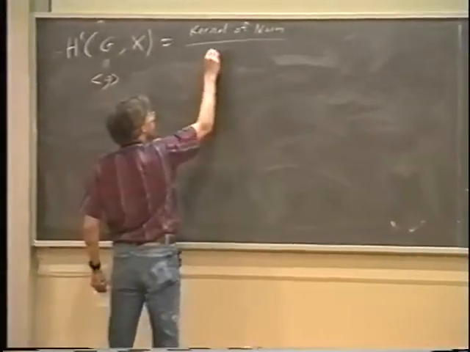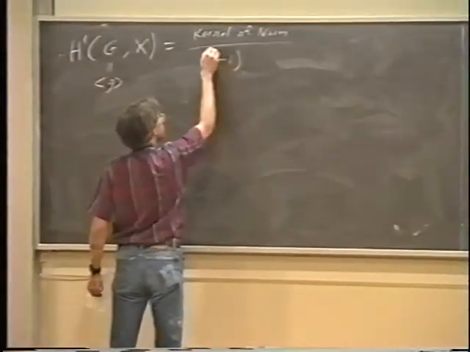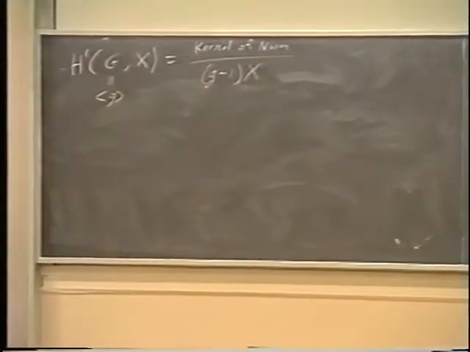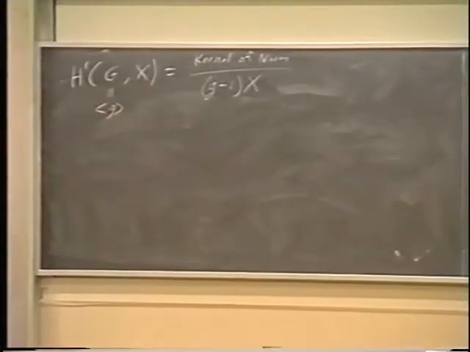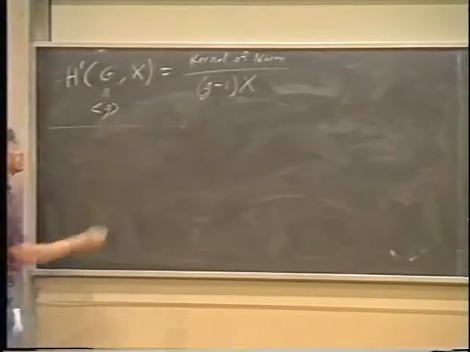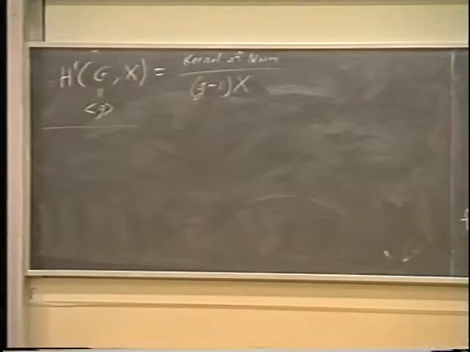Well, if you just trace through what the co-boundaries are, it's just things g minus 1 times x. So H1 has a very simple description in the case of a cyclic group. Now, we can also look at this for infinite cyclic groups.